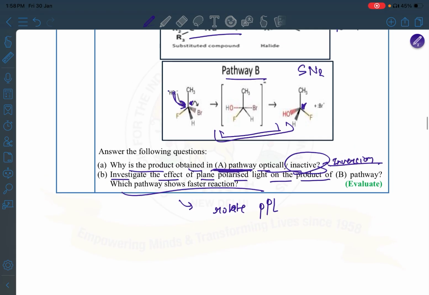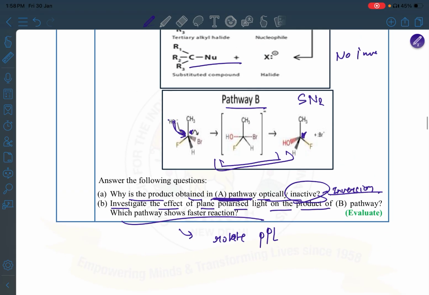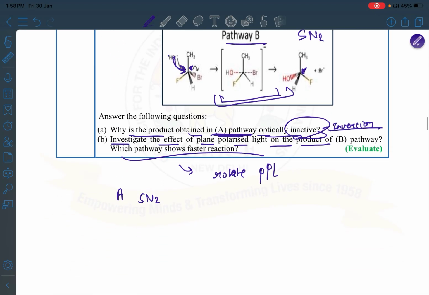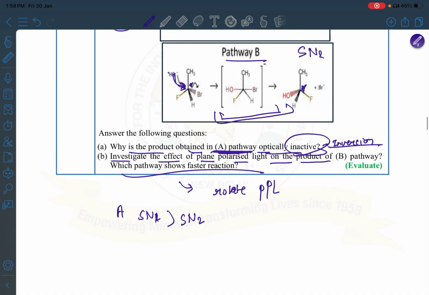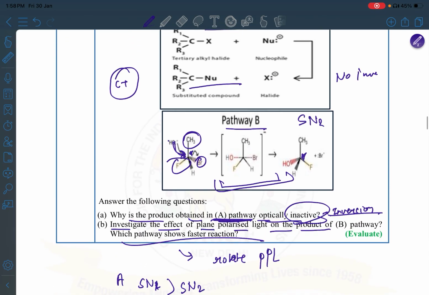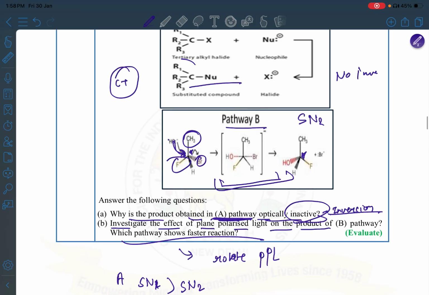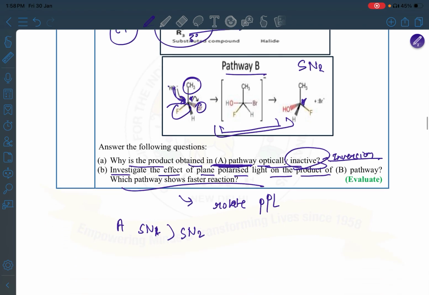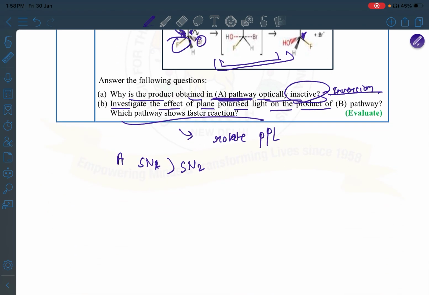Okay, now which one will be faster? The stability of the carbocation decides it. So the pathway of A, the SN1 reaction, will be faster than SN2 because here we have the heavy groups. Otherwise, here we have a more stable carbocation. A 3-degree carbocation is the more stable carbocation. So the SN1 pathway, pathway A, is faster than pathway B.